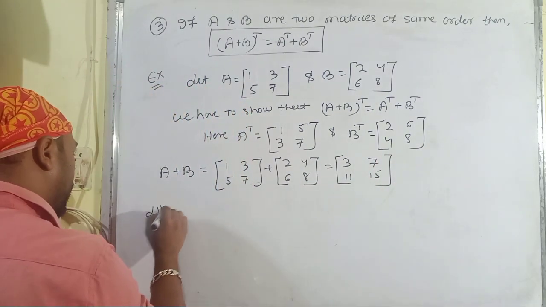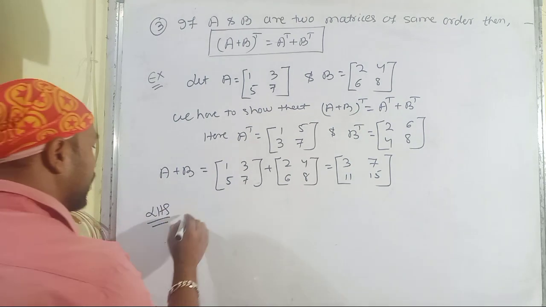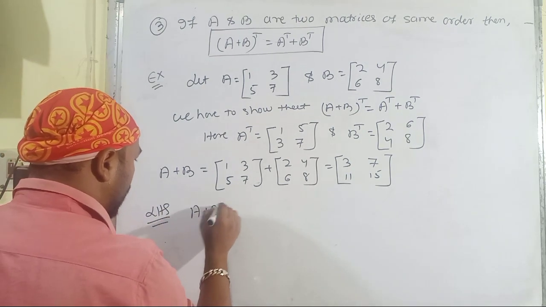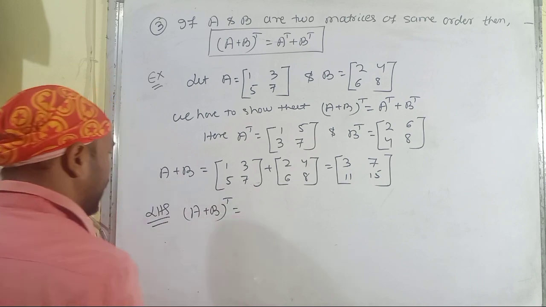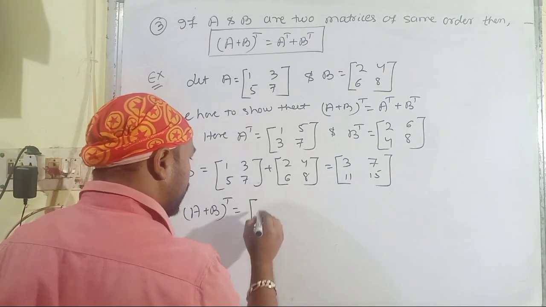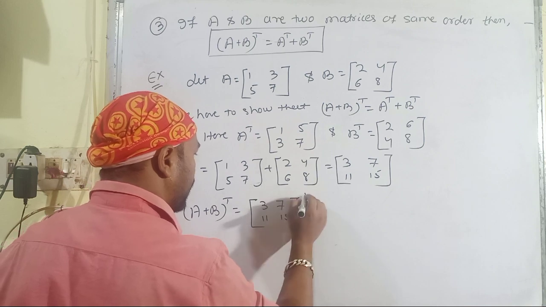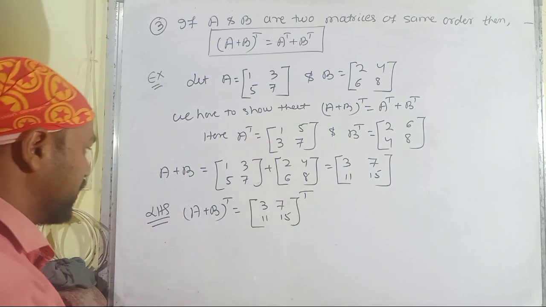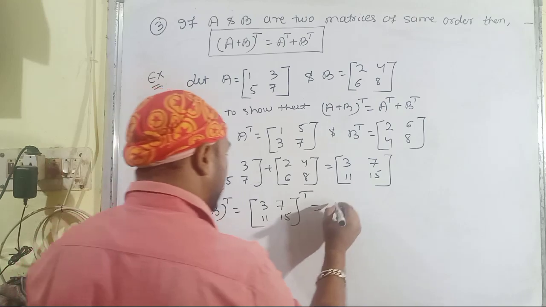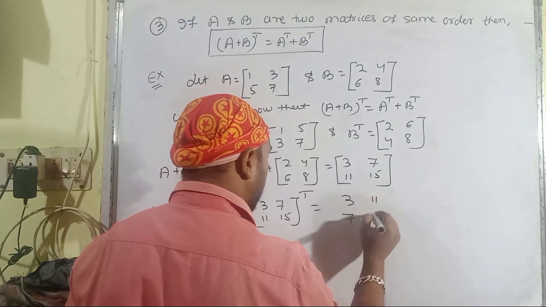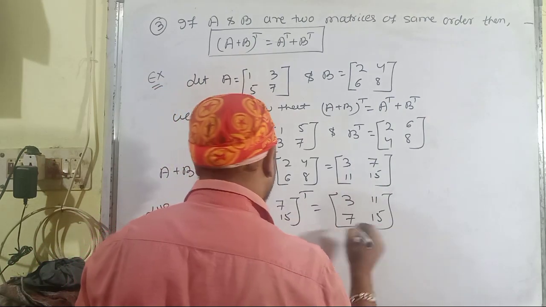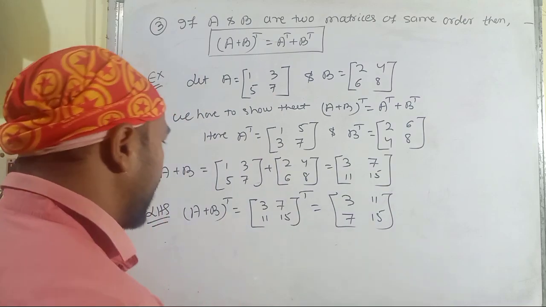Then we have to go through the left hand side first. And it is the transpose of the sum of two matrices A and B. So here it is the transpose of the matrix A plus B. Now it will be 3, 7, 11, 15. So here it is the transpose of A and B.